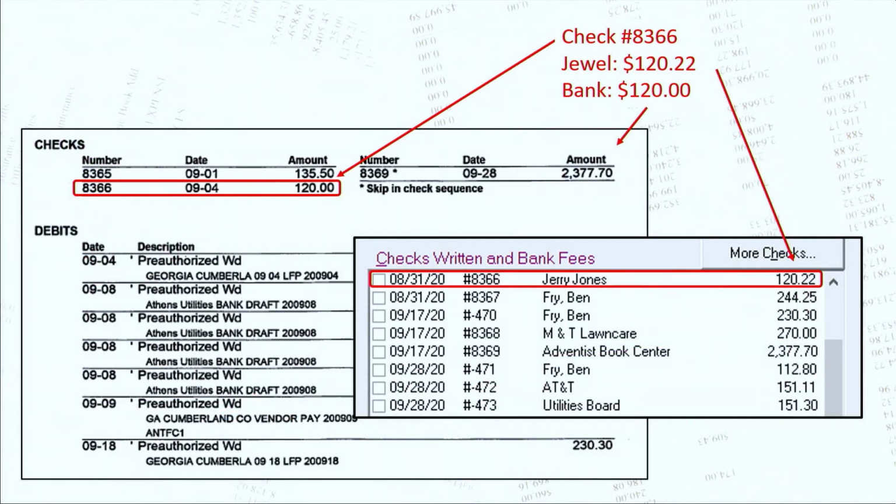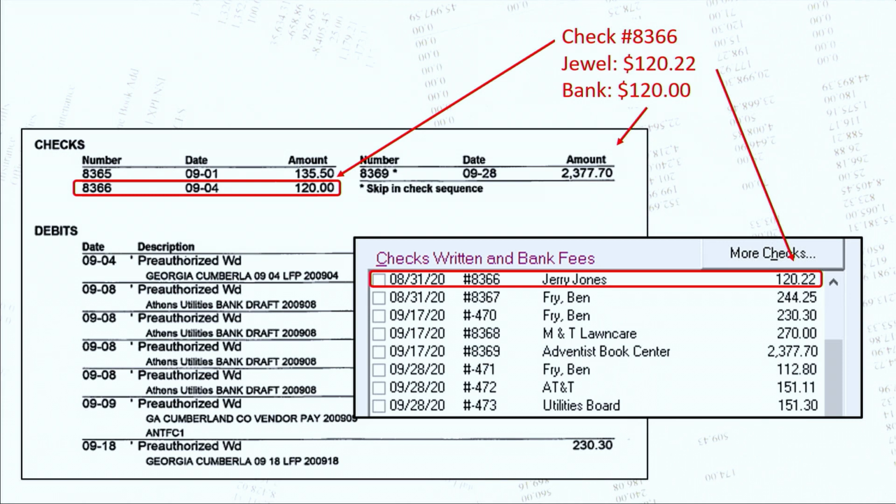So how do we adjust a check? If you have a check that's dated in an already closed month, you can't change that check, but you can make an adjustment, and this is how we do it. Check 8366 in Jewel is $120.22. On the statement, the bank statement, it is $120 even.